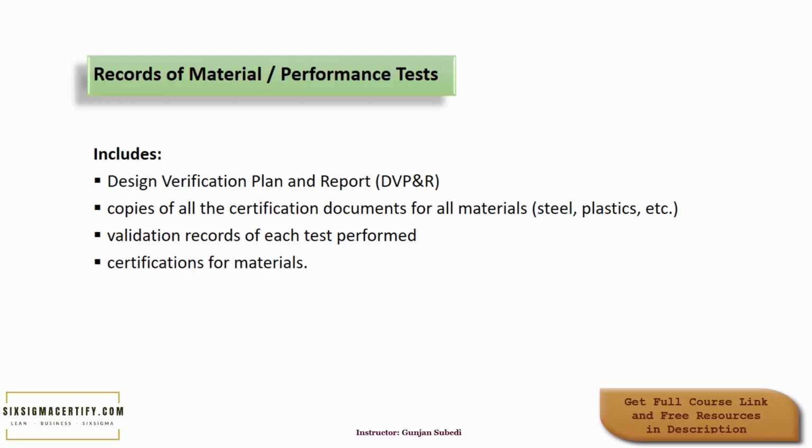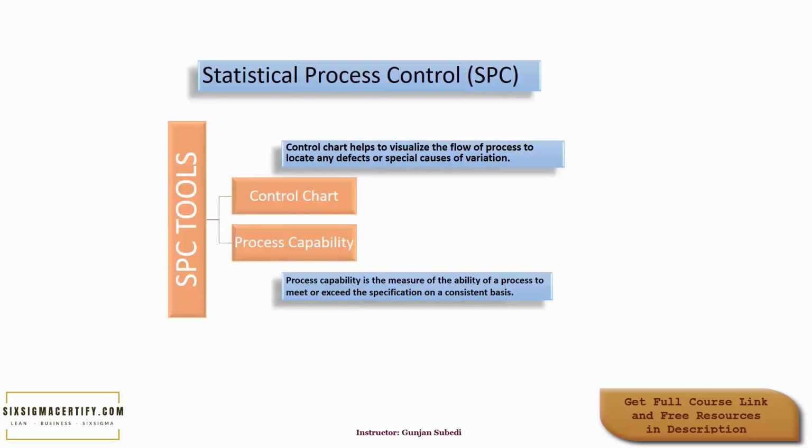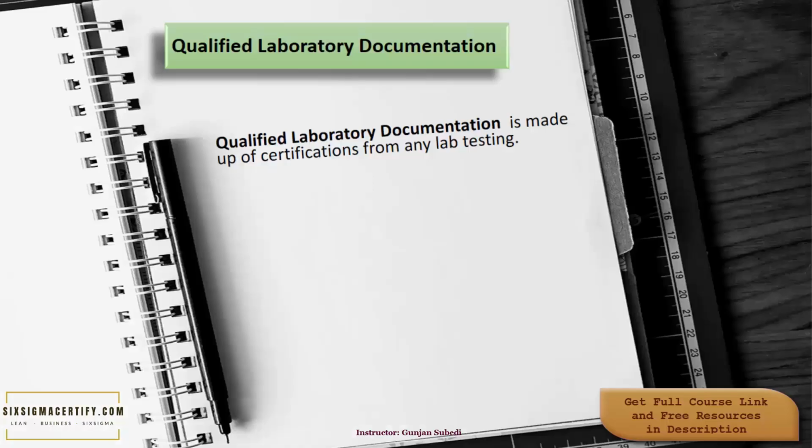We have another element, initial process studies, which consists of documentation of all the processes that will take place and the components that make up the product. The initial process studies consist of the statistical process control charts on the critical characteristics of the product. Control charts and process control studies are used to study if the critical processes are stable, demonstrate normal variation, and are running near the intended nominal value.